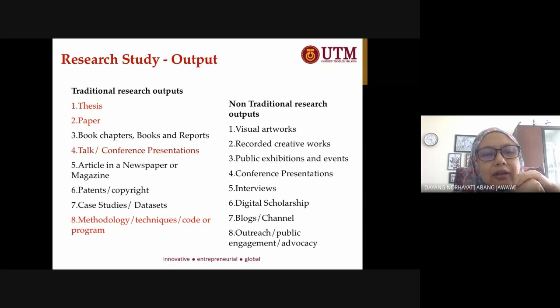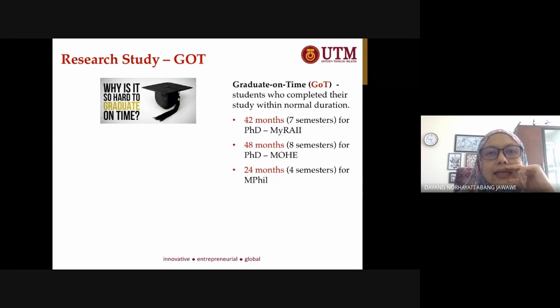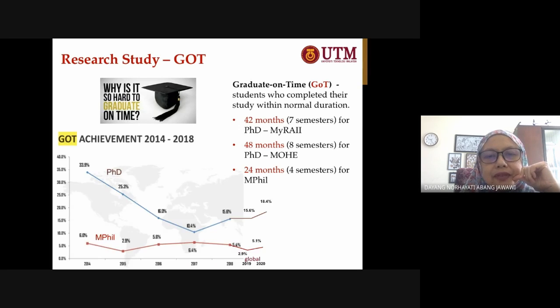You cannot run away from methodology, technique, code, or program for those who are doing so. You also need to do a case study or data set for some students, but the rest are optional. When we talk about productivity, the first thing that comes to mind is graduating on time. Why do we call it productivity? Because you manage to complete within minimum time. Graduation on time for PhD students is 42 to 48 months, and 24 months for MPhil students. It's not easy to graduate on time, but it's not impossible.